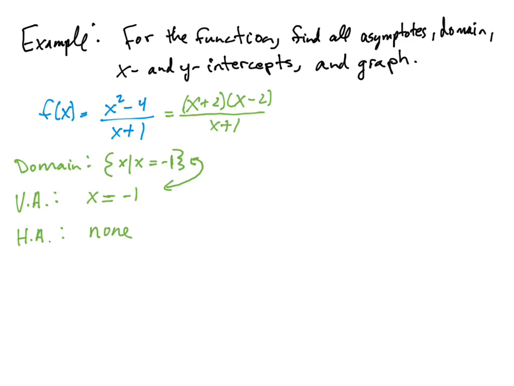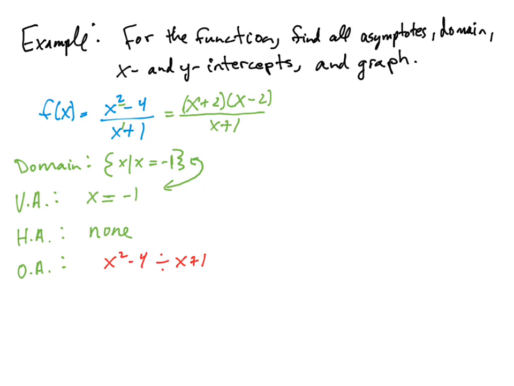Now, because there is no horizontal asymptote, this means there may be an oblique asymptote. And remember, an oblique asymptote occurs when the numerator has a degree that is 1 greater than the denominator. And we have that. The numerator is degree 2, the denominator is degree 1, so the numerator is 1 degree greater. So what we do is we divide. So what we want to do here is divide x squared minus 4 divided by x plus 1. So we could do long division here.